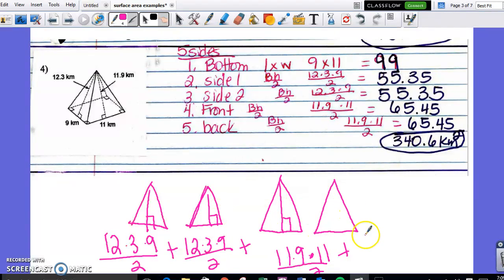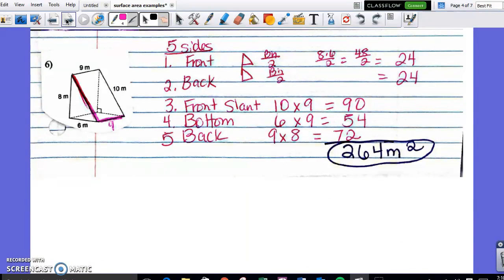So you have those 4 triangles, and then the bottom, which is 99, and you're just going to add those together. Okay, this one's a little bit different, but they already went ahead and gave you the triangle, the slant edge, where sometimes you've been having to figure it out with a squared plus b squared equals c squared. But basically, this is a little bit different because it only has 1, 2, 3, 4, and the back is 5 sides.